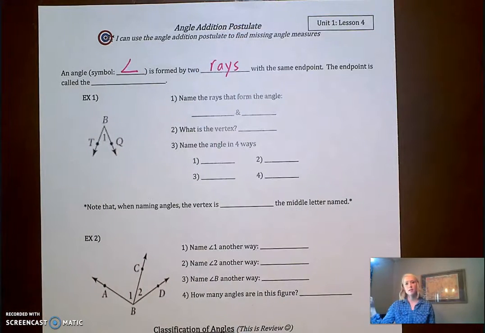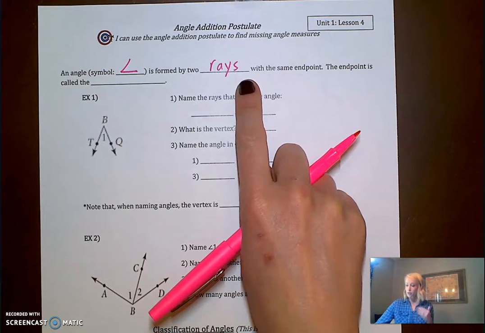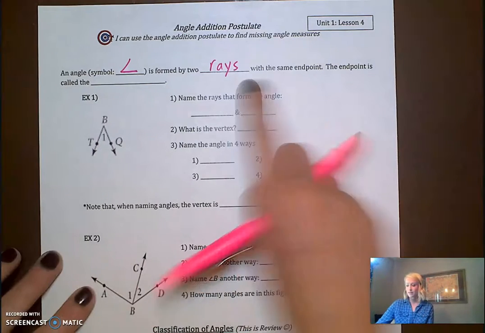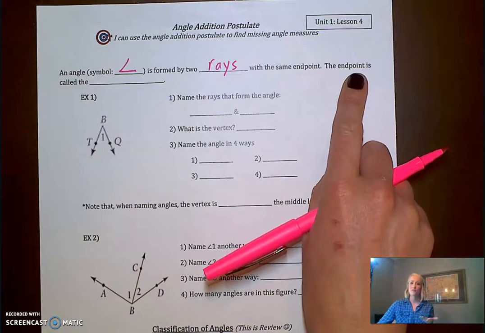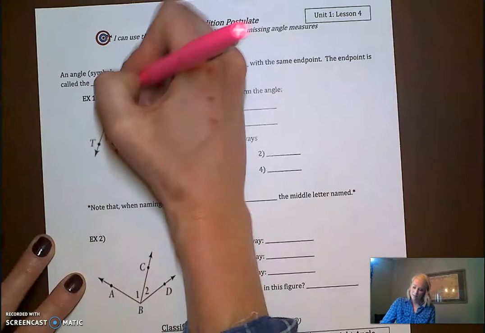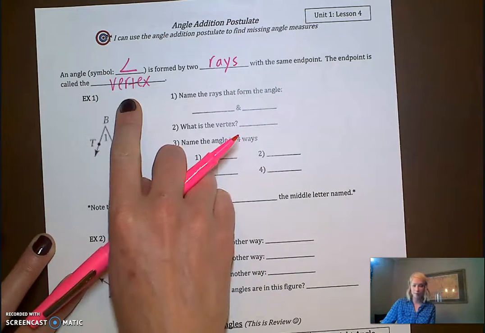We did rays a couple lessons ago. It's formed by two rays that have the same endpoint. Now, that endpoint is called the vertex. Hopefully you've heard that word before.